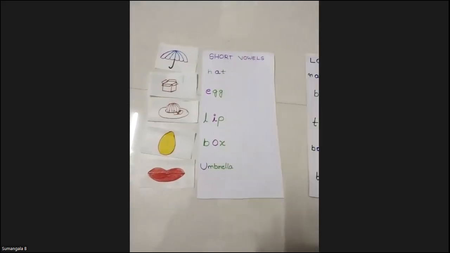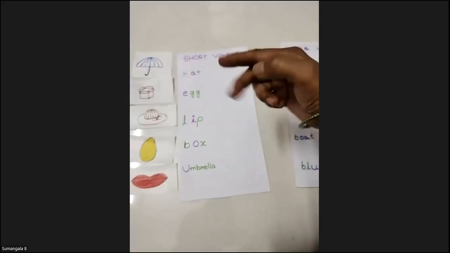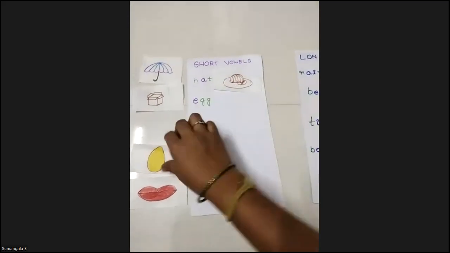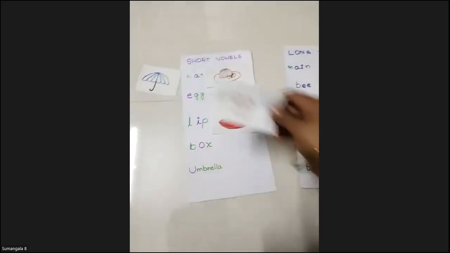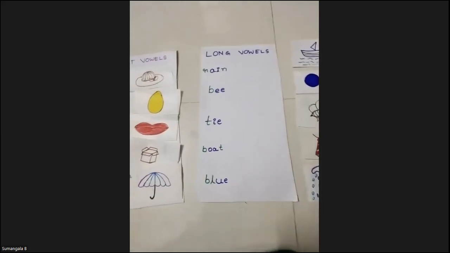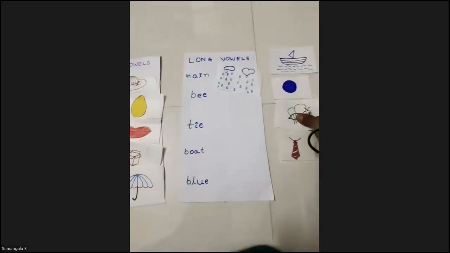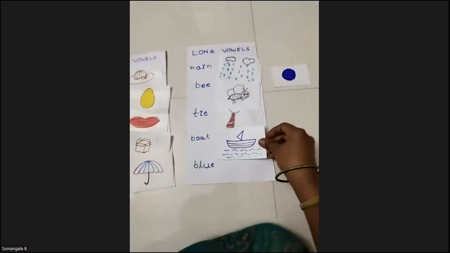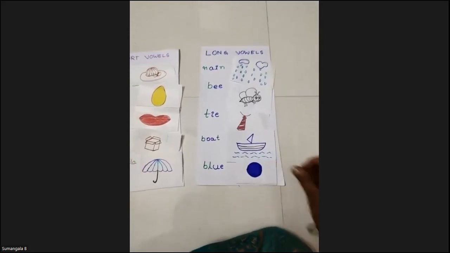and I will ask the children to match the words and these pictures. A, hat. E, egg. I, lip. O, box. U, umbrella. And in the same way, for long vowels, A, rain. E, B. I, tie. O, boat. U, blue. That's it now.